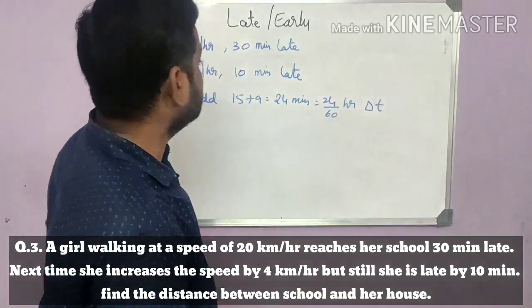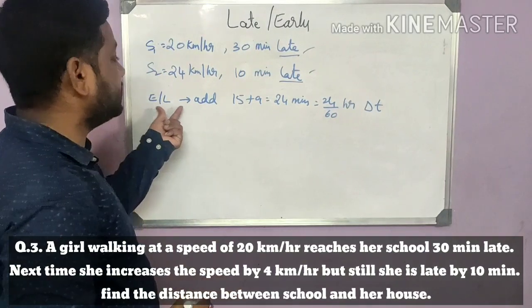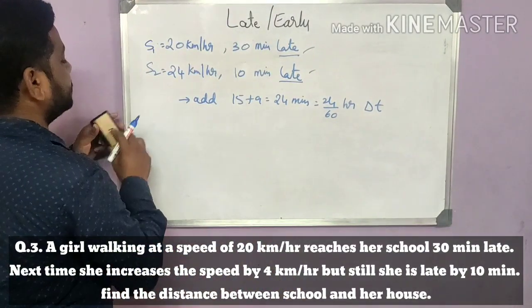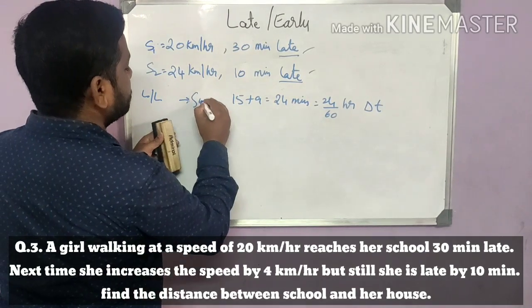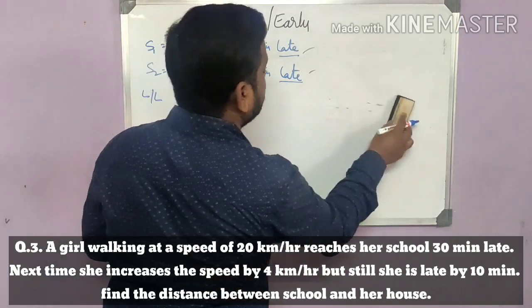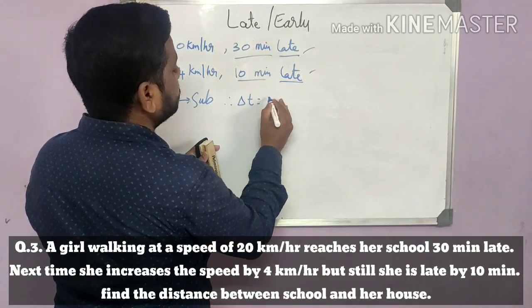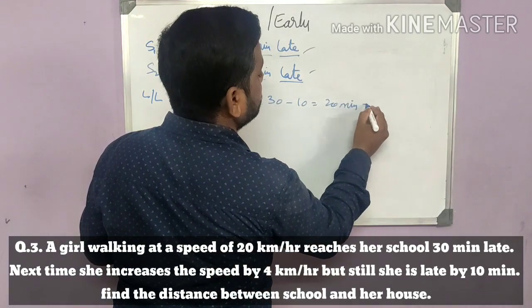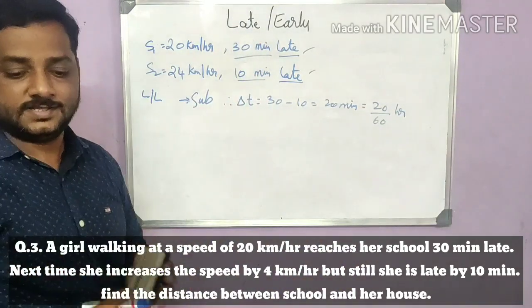Right. So here in both cases we have late, late. So if it is late and late, we should subtract. That's the concept I told you. So that is the short trick. Yes, we have late and late, so we will subtract now. So the delta t is obtained by subtracting the times given. Therefore, delta t is equal to 30 minus 10, that is 20 minutes. So let me write it in terms of hours. 20 by 60 hours. That's it.